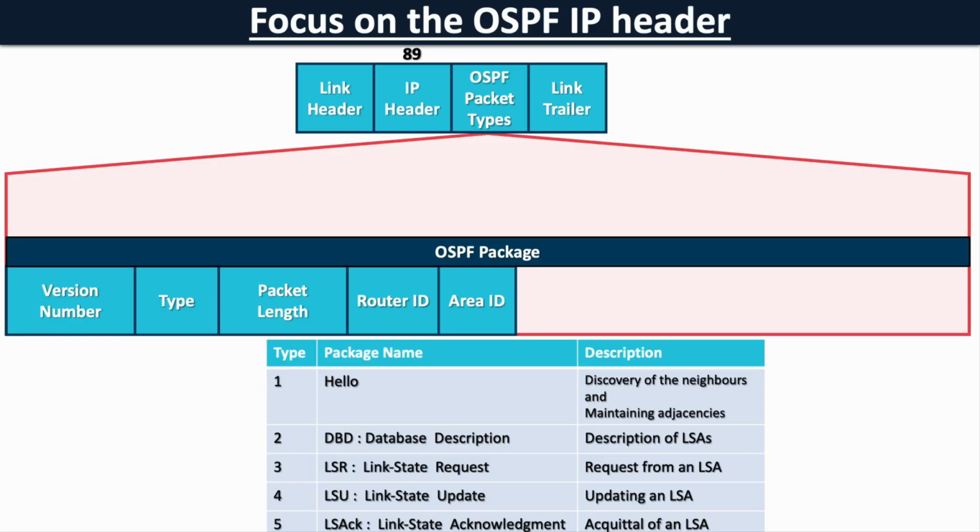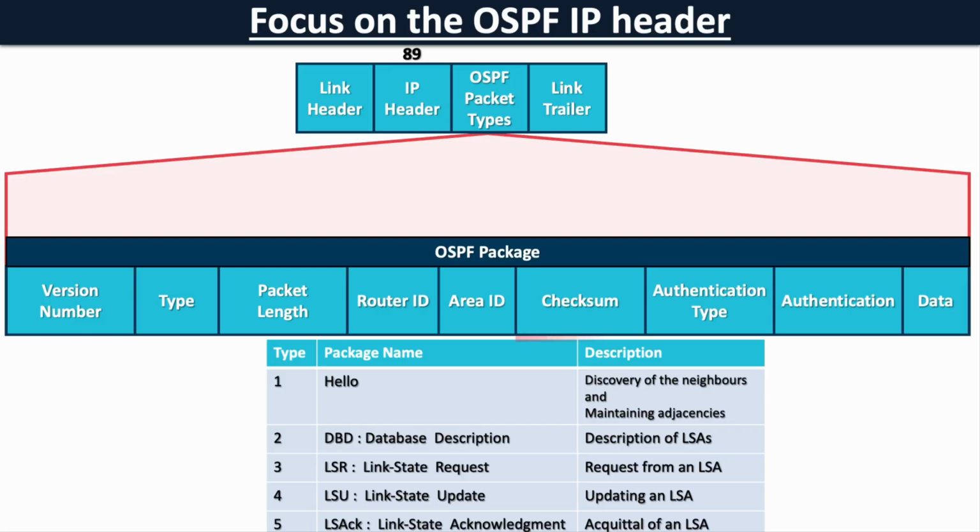The checksum field is used for error detection. This is to ensure that the OSPF packet has not been damaged during transmission. The following 2 fields, authentication type and authentication, are optional in OSPF and allow you to add router authentication. And the data field contains the data of one of the 5 types of packets.